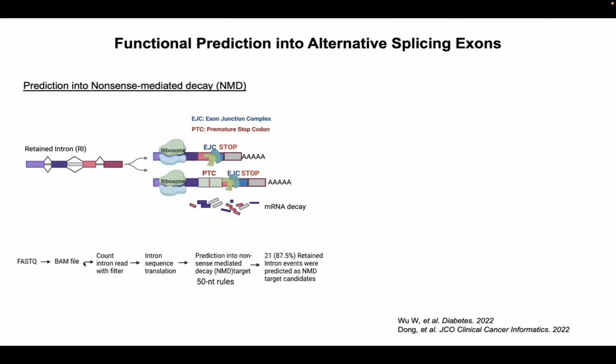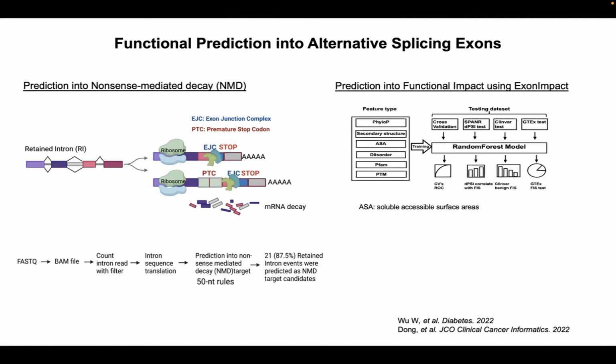So we run the algorithm by utilizing the BAM file and counting the intron reads with features, doing the intron sequence translation, and predicting those NMD-targeted alternative splicing events by the 50 nucleotide rule. And by this prediction, we were able to get 88% of the retained introns as targets for NMD. So it shows the importance of predicting splicing function.